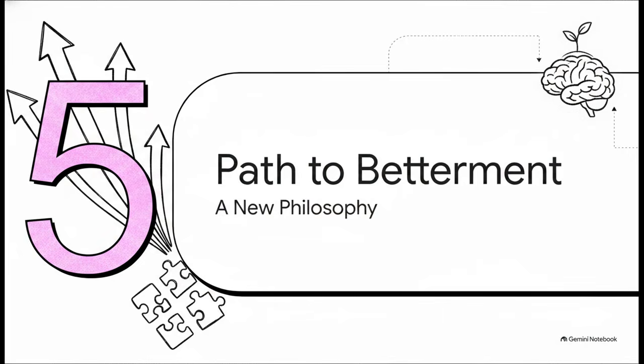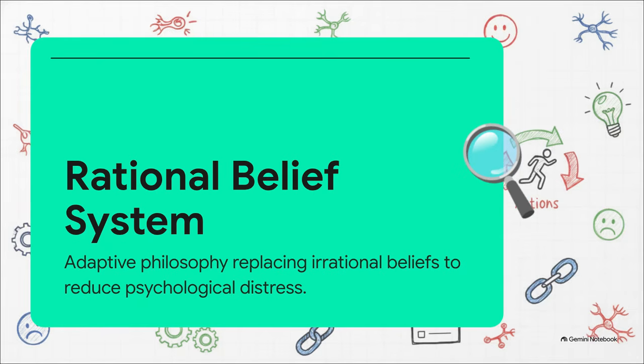Let's move on and see how this builds into Section 5, The Path to Betterment, a New Philosophy. So what is the ultimate endgame of pulling apart all these behaviors and hidden schemas? The real goal is to install a completely new rational belief system. Through the highly structured methods of behavioral analysis, differential reinforcement, and cognitive reframing, the client literally replaces their faulty mental wiring with a newly adaptive philosophy.